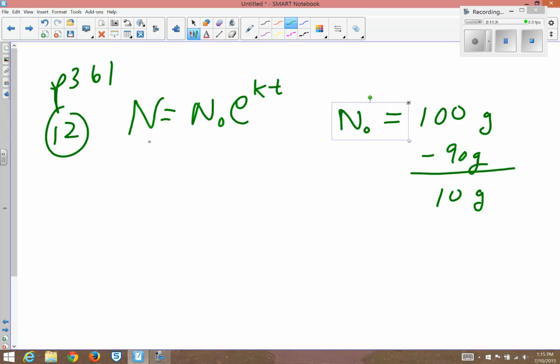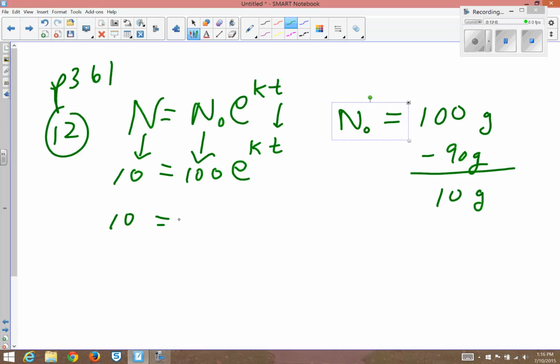So the amount of carbon-14 in this piece of wood initially, we're pretending it's 100 grams. After a certain amount of time, it has 10 grams left because it lost 90%. And the time it takes for the 100 grams to become 10 grams, we don't know that time. But this k, we actually know, because for carbon-14, it's always the number that we used in the last problem.